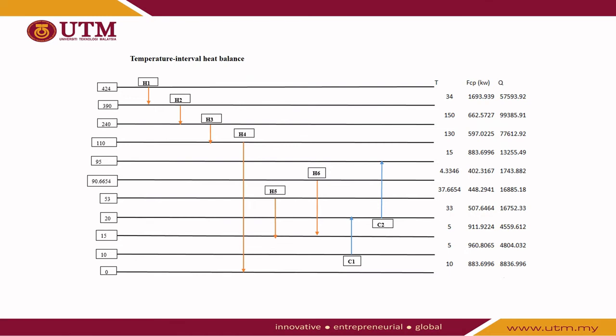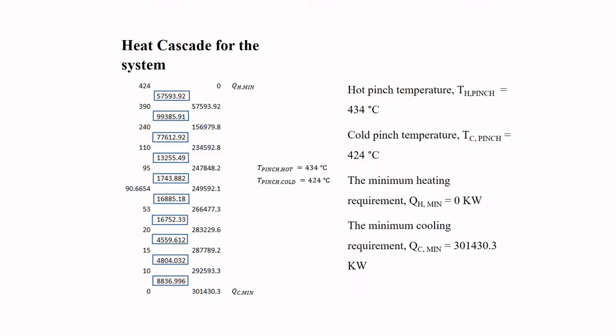The shifted temperatures are set up in intervals and similar values are removed. This is done in the temperature interval heat balance to obtain the interval value of Q. Problem table algorithm is used to determine heat change as basis for the heat cascade table. The heat cascade table is used to determine the minimum heating requirement, minimum cooling requirement and the pinch point. From this table cascade, we obtained 424 degrees Celsius as T pinch cold and 434 as T pinch hot. Meanwhile, the QH minimum is 0 kilowatt and QC minimum is 301,430.3 kilowatt.